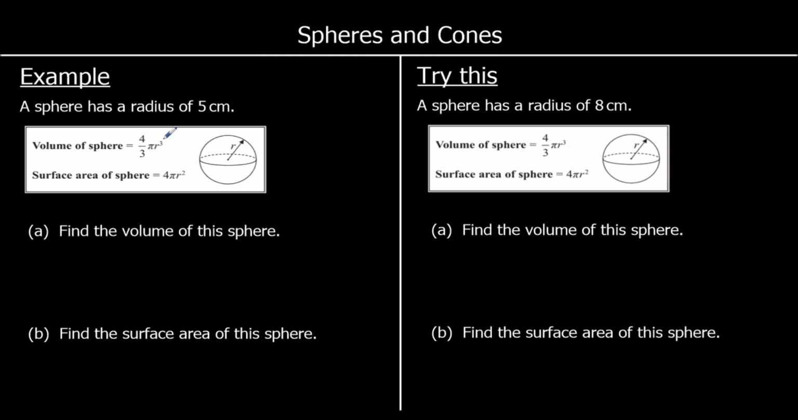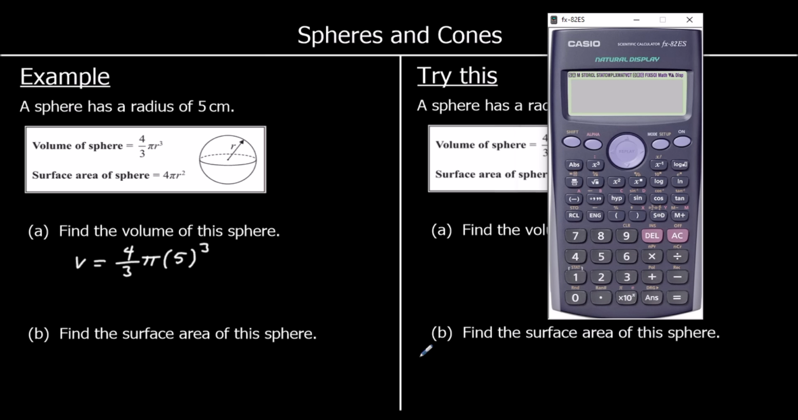So the volume of a sphere is 4/3 times pi r cubed. So we're just going to substitute in 5 for r. So volume in this example is 4/3 times pi times 5 cubed. So we've changed r into 5, and we can type this into the calculator exactly how it looks. So we can write 4/3 pi, then a bracket, 5 cubed.